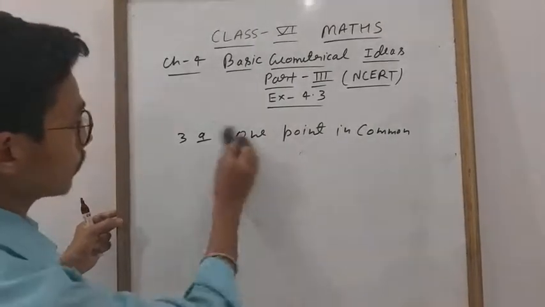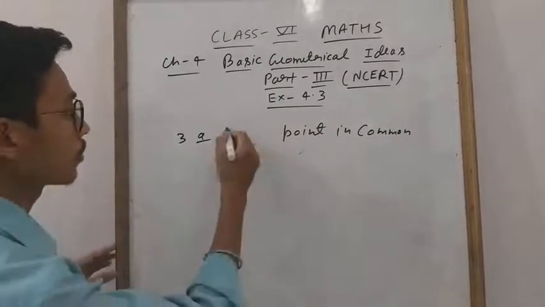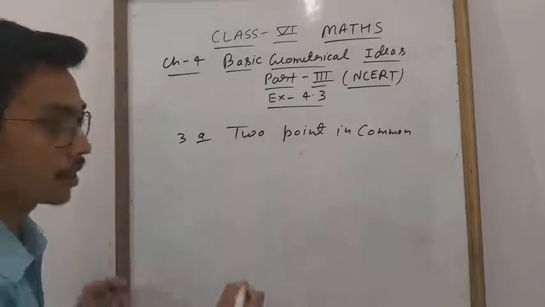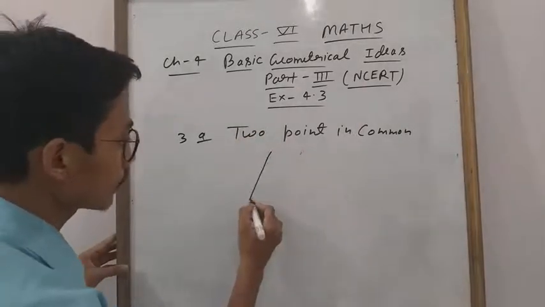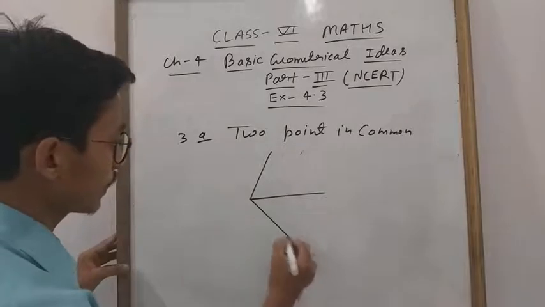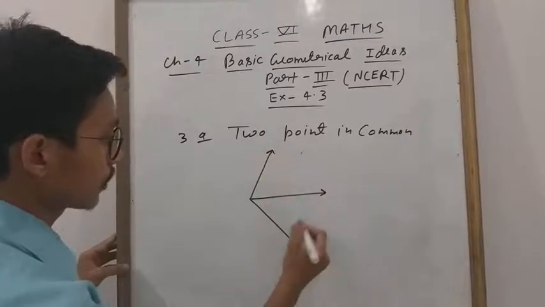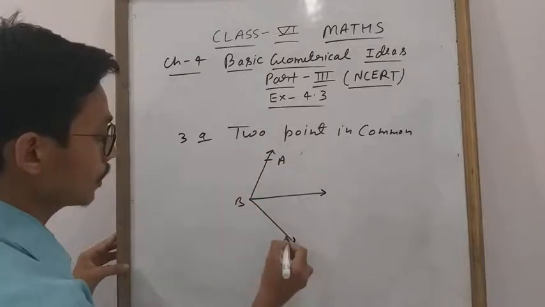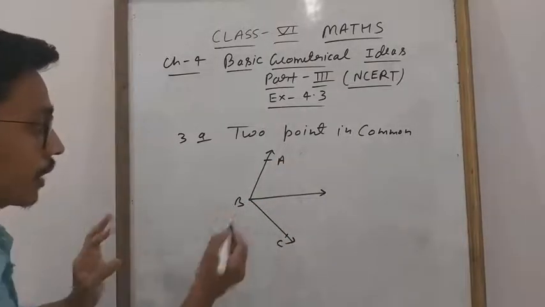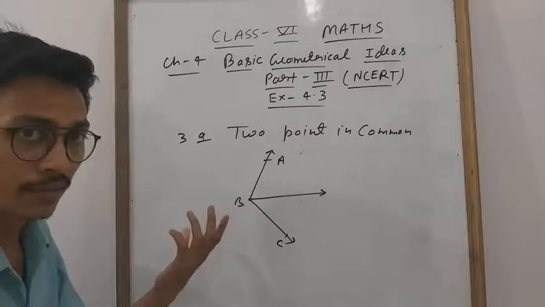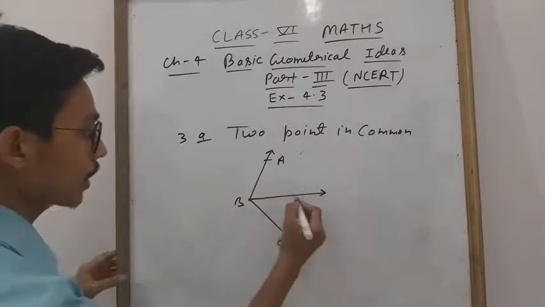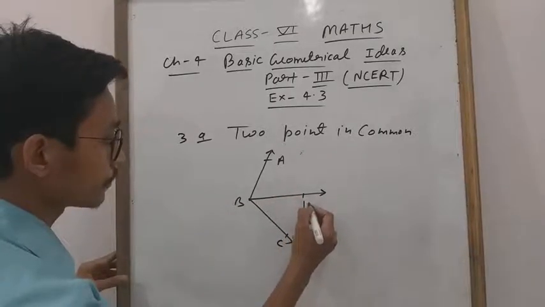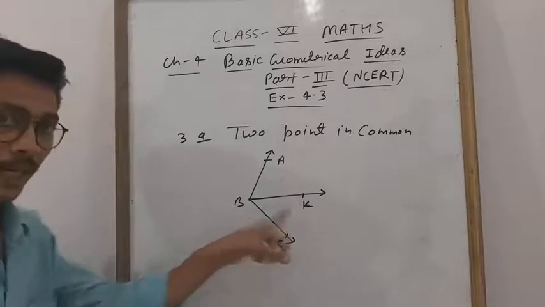So here only the question changes. 2 points in common. Okay, everyone? So what you will do? You will make an angle like that. Okay, A B C. Now C, one point is common, like previous, here it is common, but student here you can also mark like one. Now you can see B and K are common in both.